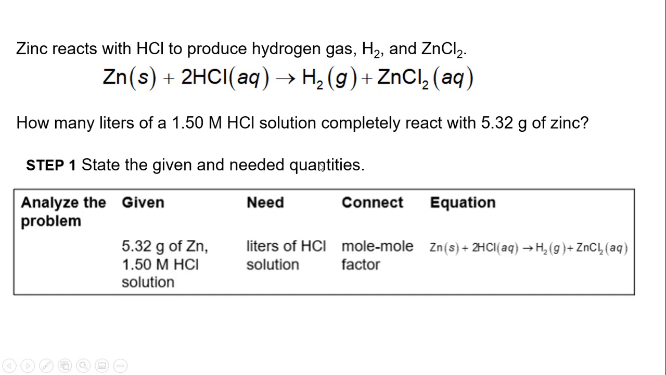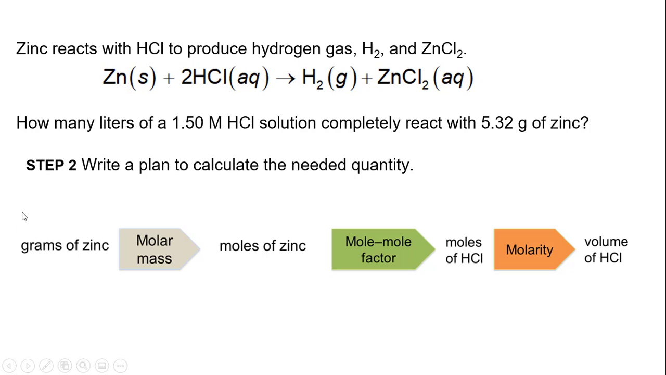Let's break this down. First step, determine what you have. We have 5.32 grams of zinc and a 1.50 molar HCl solution. We need liters of HCl solution. We're going to connect with the mole to mole factor, and you will need the equation. So if you're ever missing something, it's probably the equation, and they're expecting you to pull it out and balance it. You're given the reactants, so you should be able to produce the products. Okay, so write a plan.